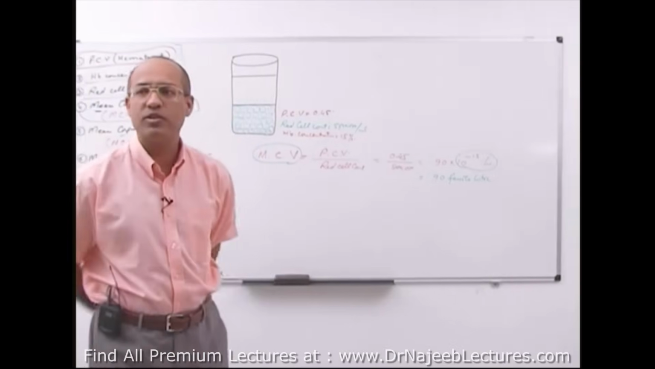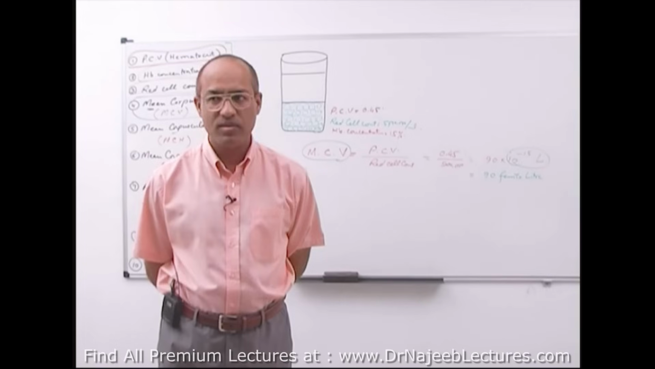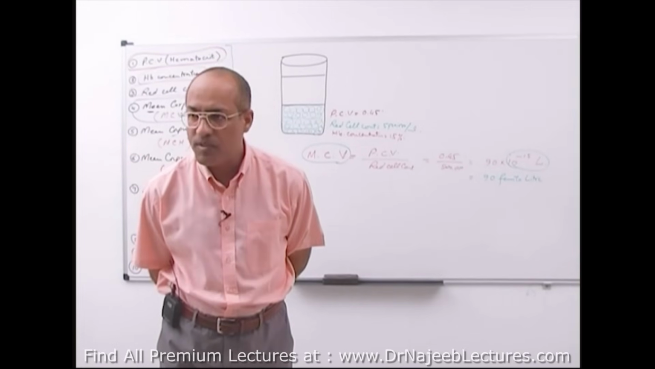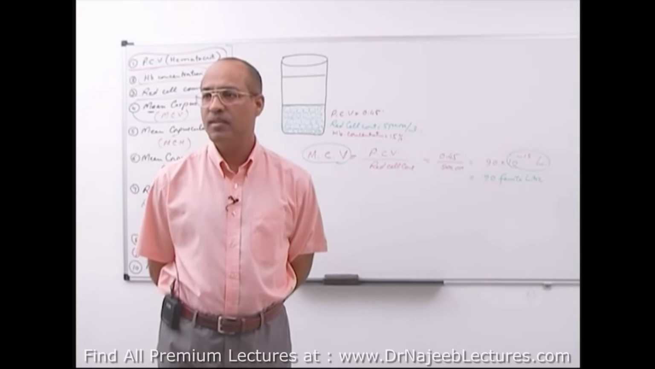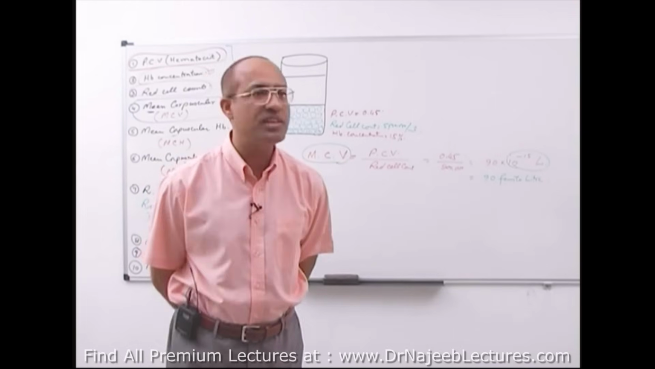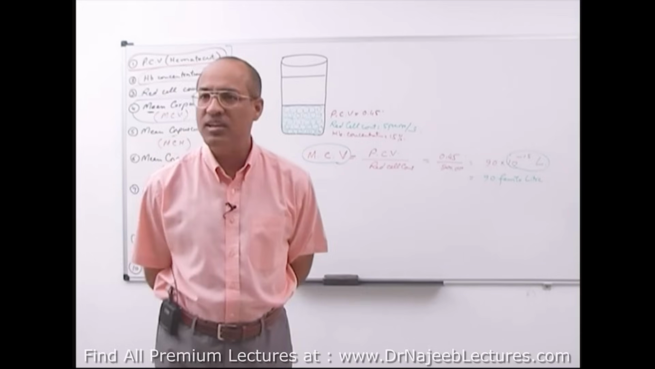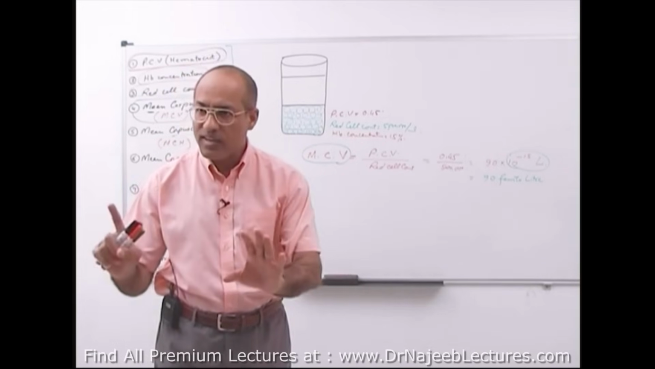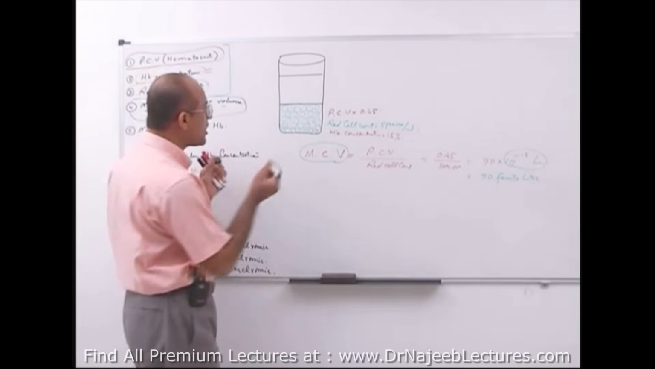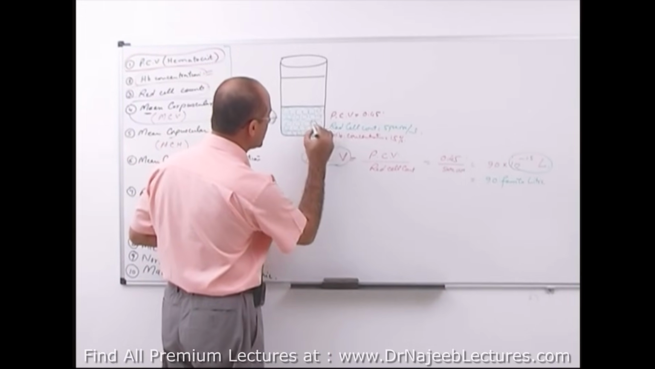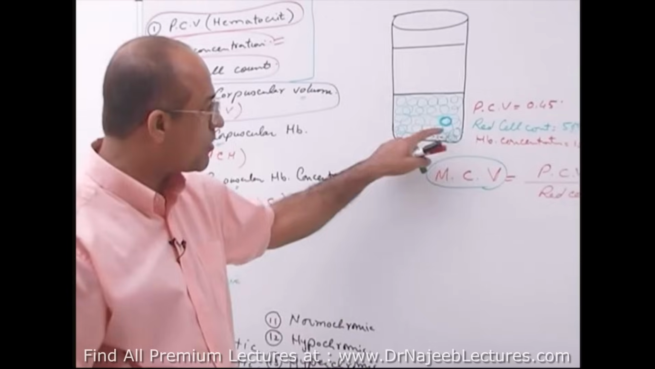So if next time someone asks you, in a normal healthy person, packed cell volume is 0.45, red cell count is 5 million per ml, hemoglobin is 15%, and what is MCV? MCV means volume of 1 RBC. That should be around 90 femtoliters. Is that right? Okay. Then someone asks, okay, 90 is the volume of 1 RBC. I'm talking about this specific RBC. This is the volume of this RBC.